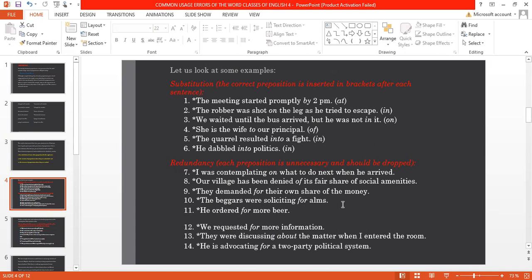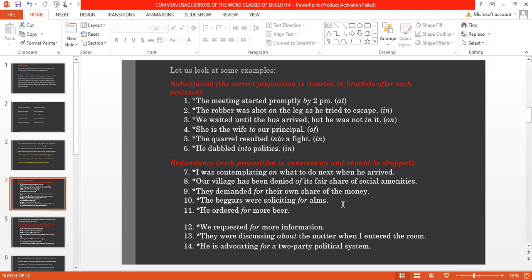Number 2, the robber was shot on the leg as he tried to escape. The right preposition should be the robber was shot in the leg as he tried to escape. In the leg, not on the leg. I know you make this mistake, so today you can see the correction.